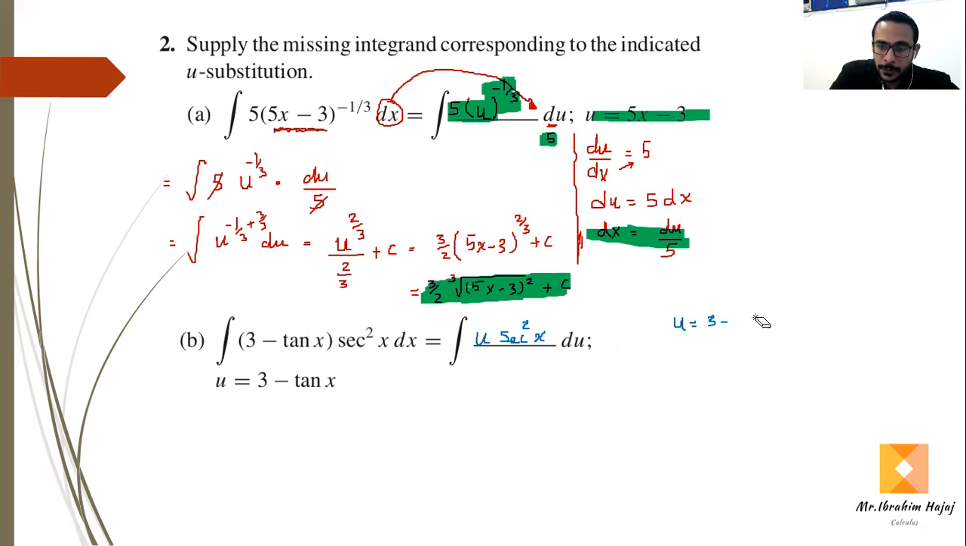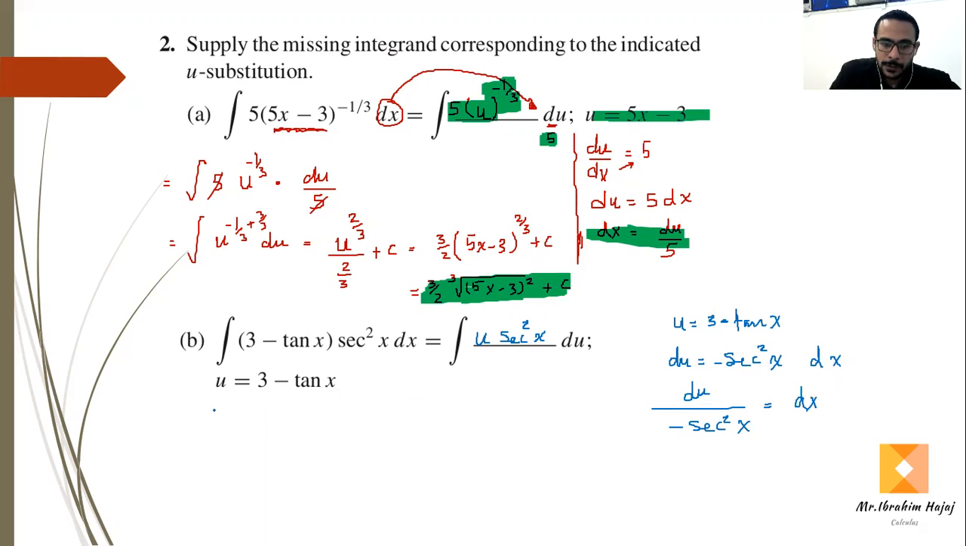Yes, Rami. So 3 minus 10x. What is the u? Secant square, minus, minus, right? We have negative here. So the derivative of tan 10x is 10 secant squared x. Oh, okay. dx. Don't forget this one. So what's dx? du over negative secant square x.